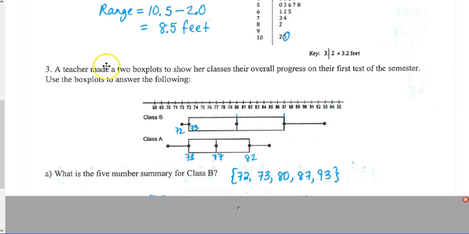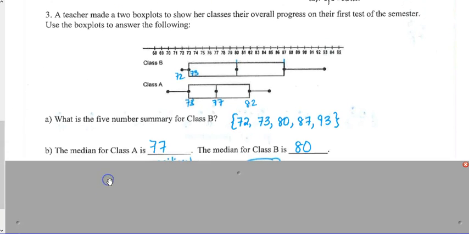So here are some box plots. You just look straight up and find out what numbers these are. So that's 72, that's 73, 80, 87, and 93. For Class A, this looks like 70, there's 73, 77, 82, and it looks like 85. All right? So the 5-number summary for Class B is those 5 numbers right there. All the dots on the box and whisker plot.